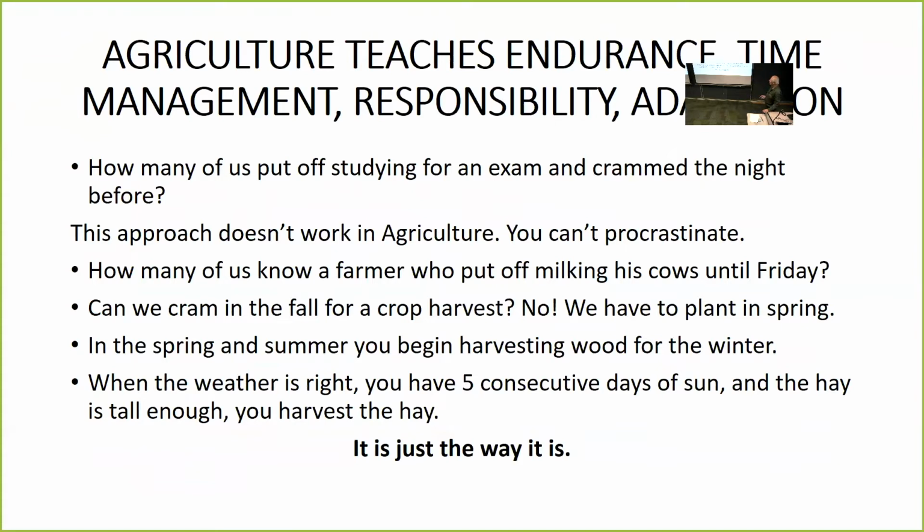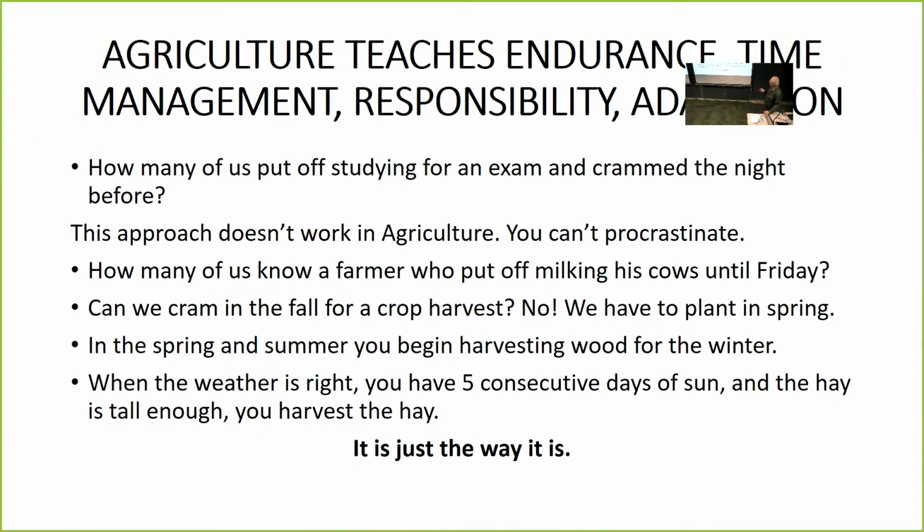So, things about agriculture. How many of us put off studying for an exam or crammed the night before? We all did it, right? But this approach doesn't work in agriculture. You can't procrastinate. How many of us know a farmer who can put off milking his cows until Friday or the night before a test? He can't do that.